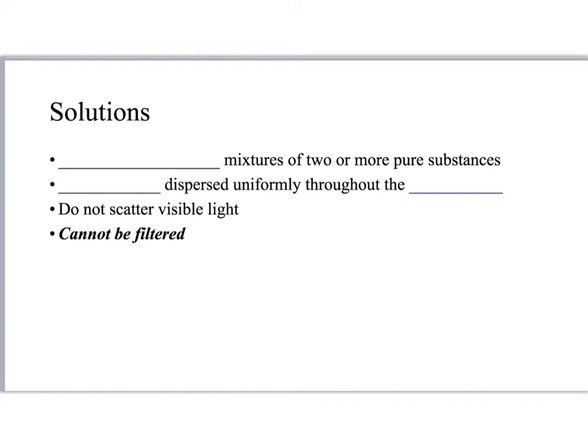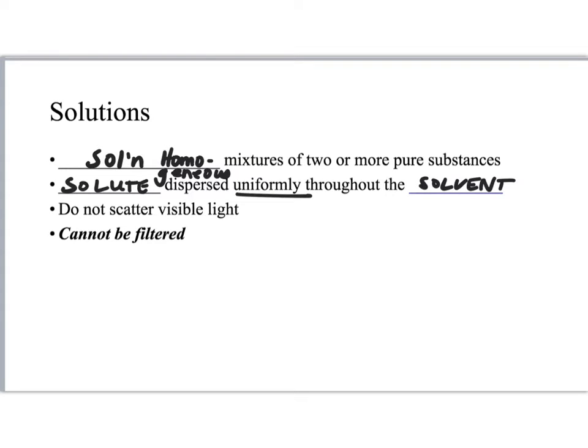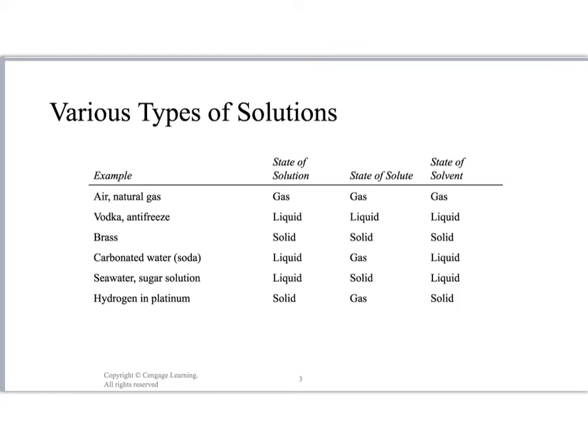So first thing is vocabulary. A solution is a homogeneous mixture of two or more pure substances. So homogeneous, remember that the solute particles are dispersed uniformly throughout the solvent. That's the key. You will not be able to see the solute particles when the solution forms. Because they're so microscopic, you cannot filter a solute out of the solvent.